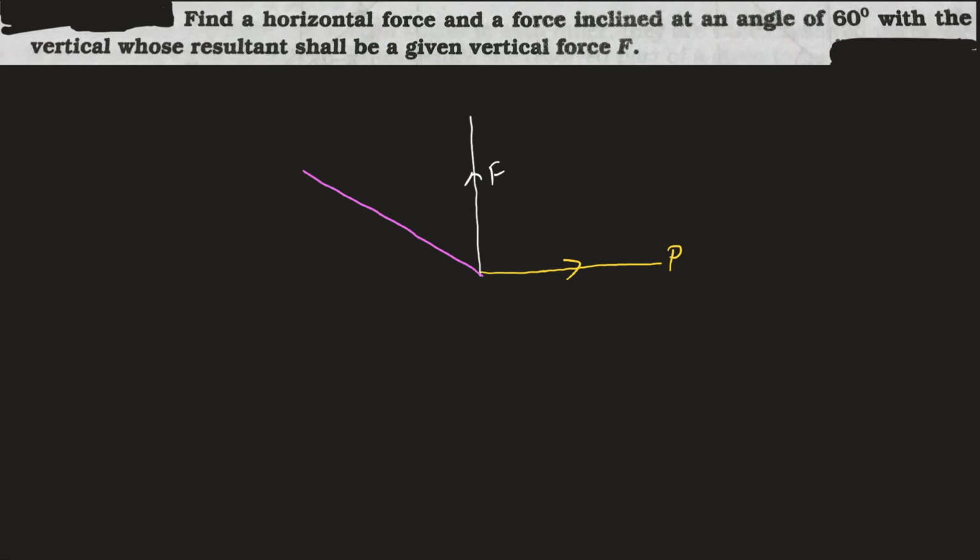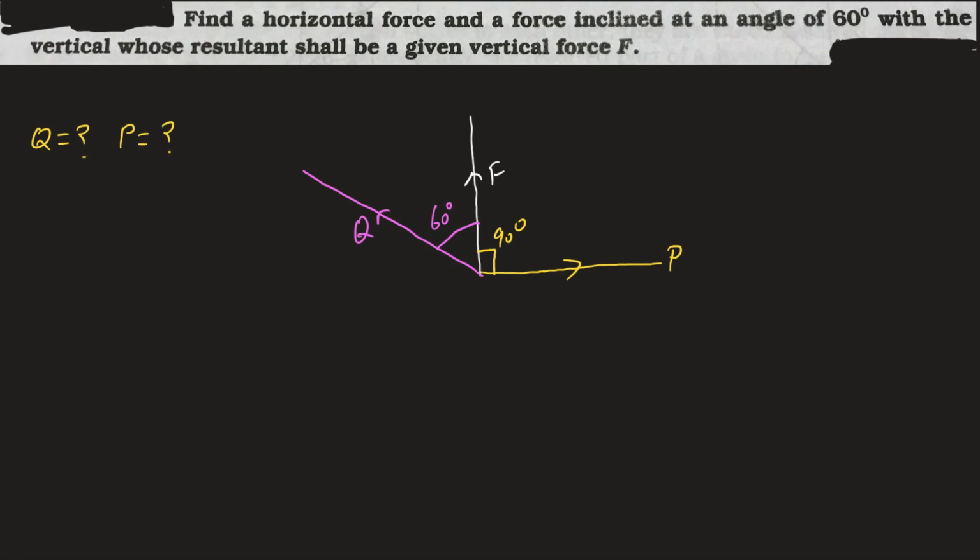So, if I say this other direction, other force will be this one, and say this is P, say this is Q, and this angle is 60 degree. Obviously, as this is vertical, this angle is 90 degree. So, we have to find Q. In the problem, we have to find P.